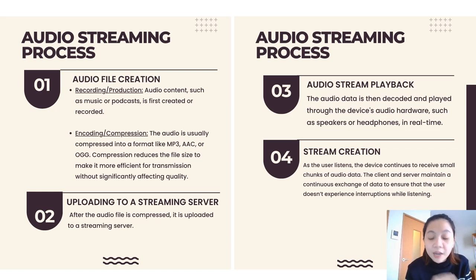For recording and production, audio content such as music or podcasts is first created or recorded. This could involve music artists, producers, or podcasters recording and mixing the audio. After that is the encoding and compression of the audio. The audio is usually compressed into a format like MP3, AAC, or WMA. Compression reduces the file size to make it more efficient for transmission without significantly affecting the quality.